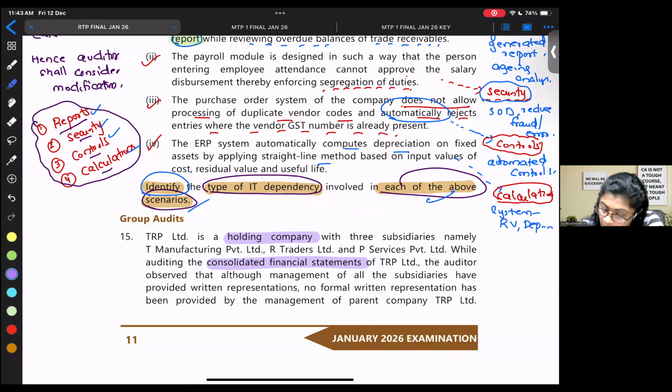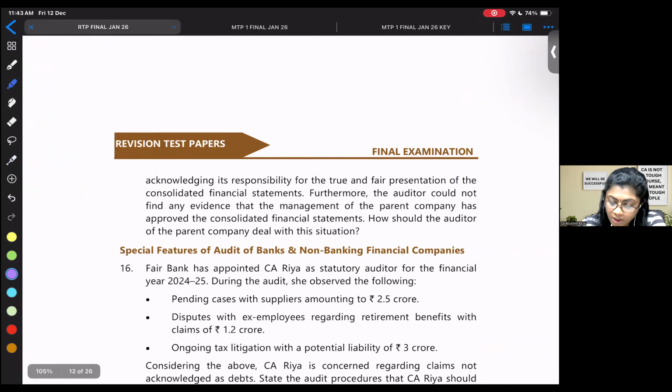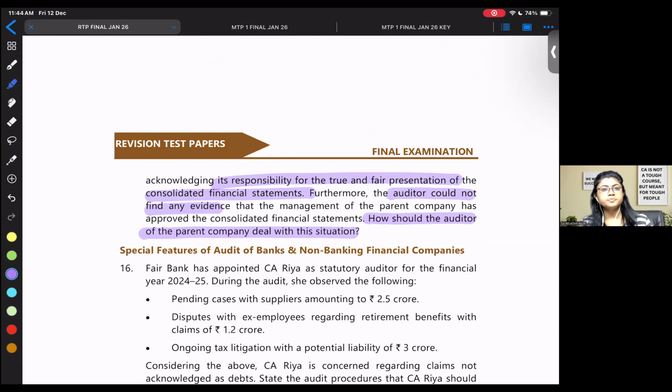The auditor observed that although management of all the subsidiaries have provided written representation, no formal representation has been provided by management of the parent company acknowledging the responsibility for a true and fair view of the consolidated financial statements. Further, the auditor could not find any evidence that management of the parent company has approved. How should the auditor of the parent deal with the situation?